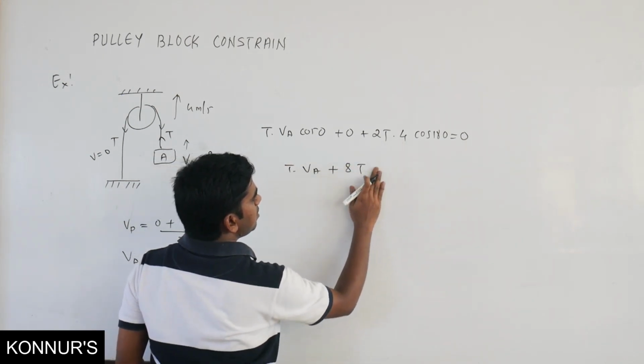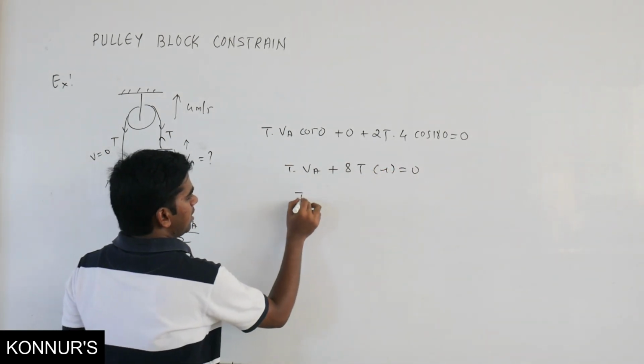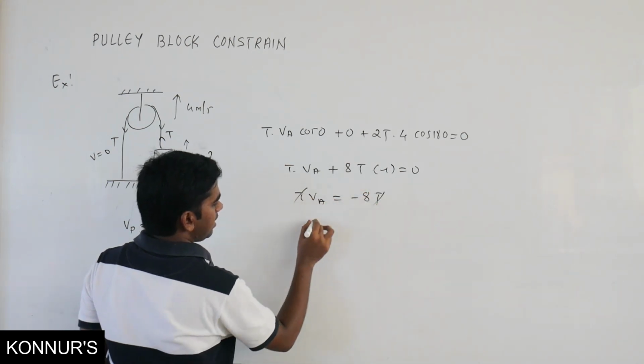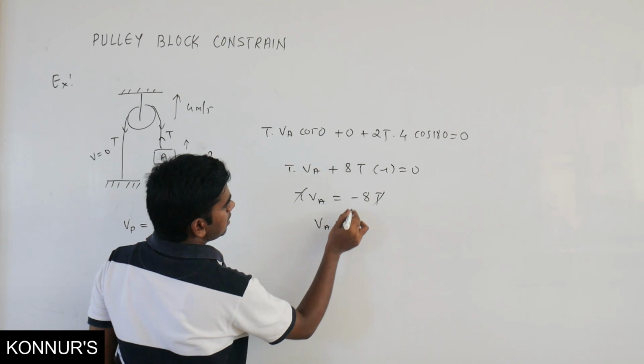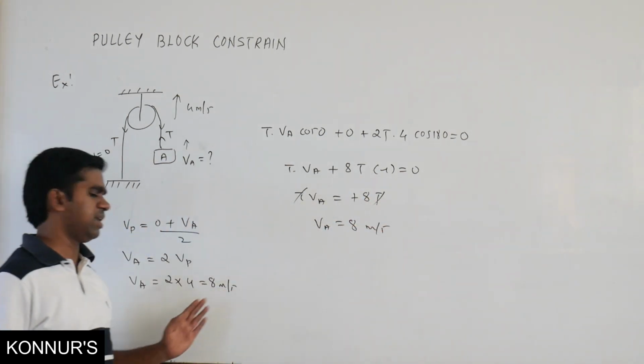8T cos 180 means minus 1 equals 0. So TVA equals minus 8T. T will get cancelled. So VA equals what? Minus will become plus. So 8 meter per second. Same answer you can get.